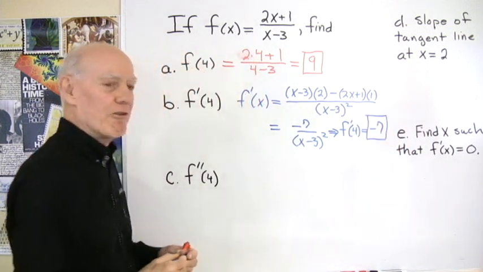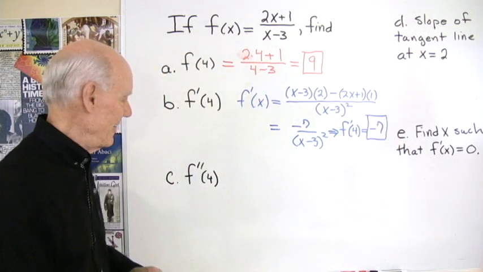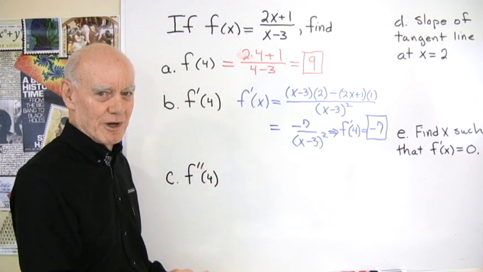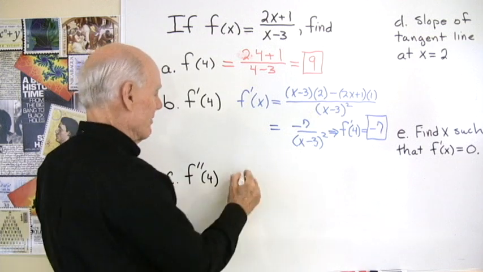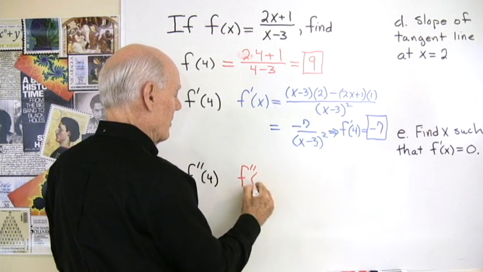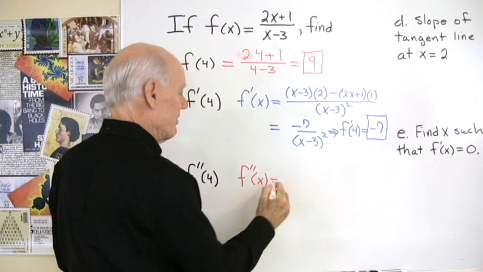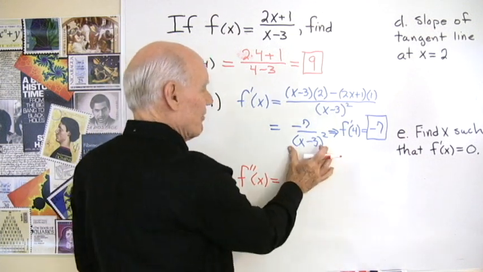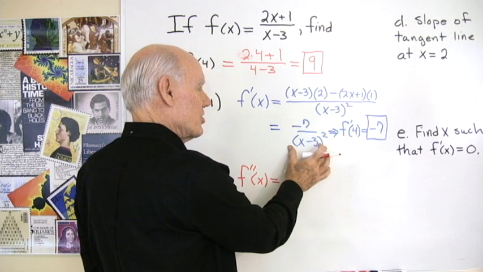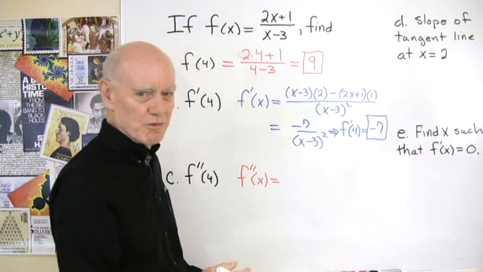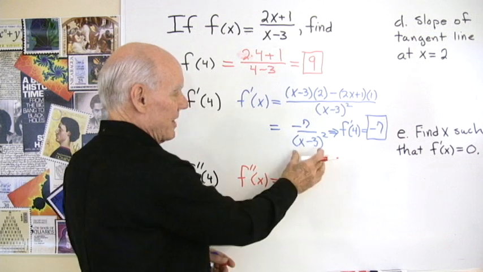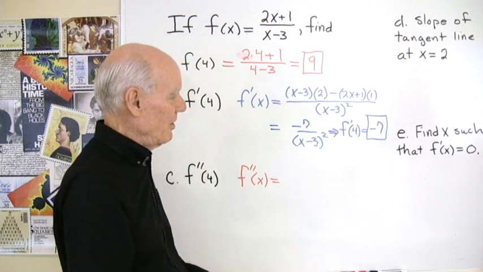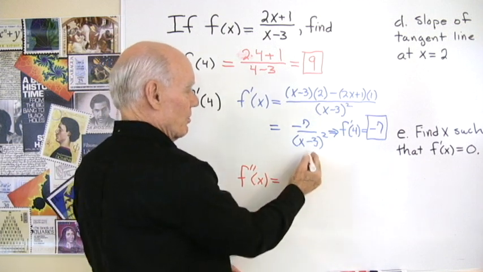Okay, so now for the new part of this problem, and that is evaluate the second derivative when x is equal to 4. So I have to find that second derivative. So f double prime of x, the second derivative, is the derivative of the first derivative. So here's my first derivative right here, so I'm going to differentiate it. I'm going to use the quotient rule on that too. I don't have to. I can make this x minus 3 to the negative 2 and do it that way. But I think what I'm going to do is just differentiate using the quotient rule.